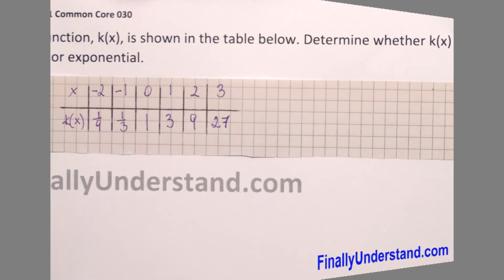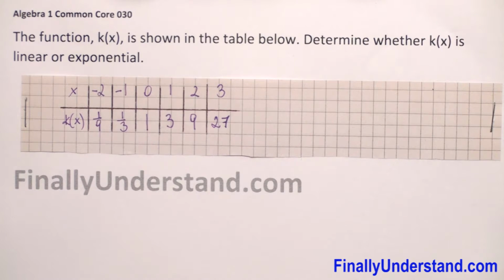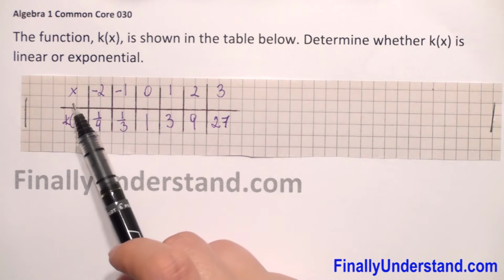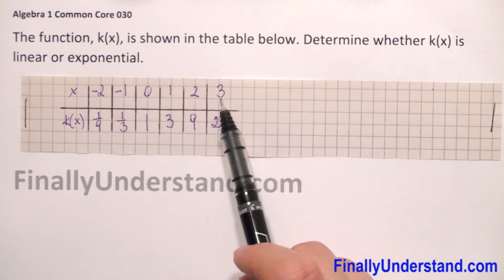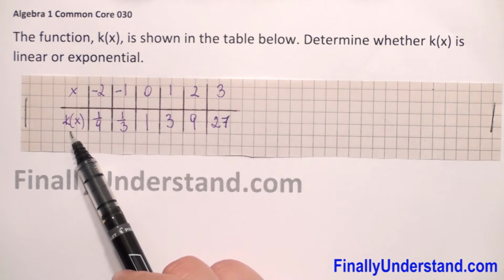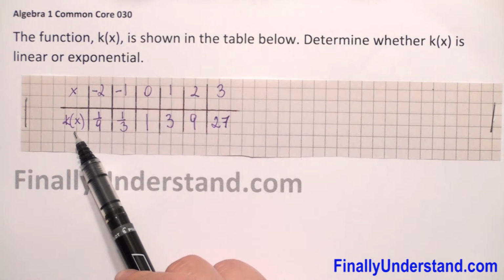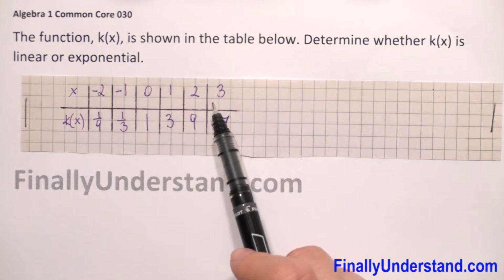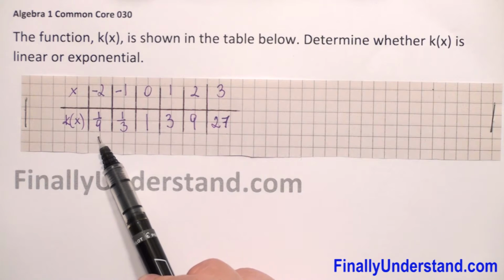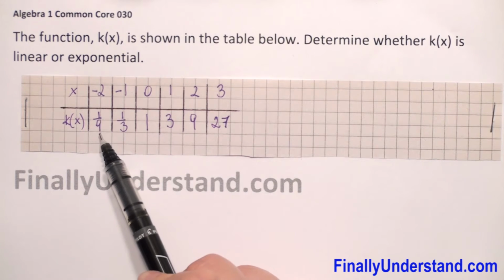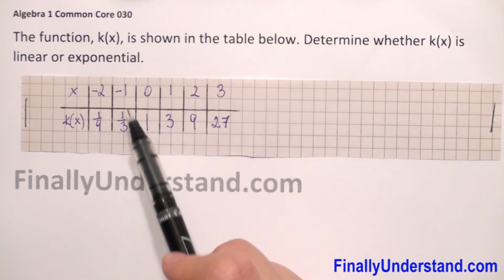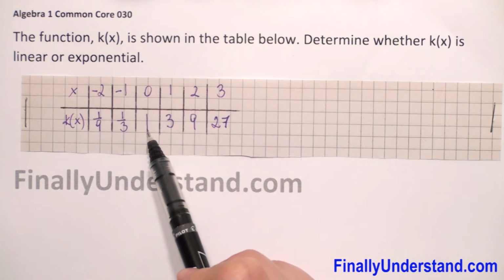The function k of x is shown in the table below. Determine whether k of x is linear or exponential. We have given values of x in the first row, and in the second we have the value of our function for the given x. So what do we have here? We see that for -2 the value is 1/9, for -1 it is 1/3, for 0 it is 1.